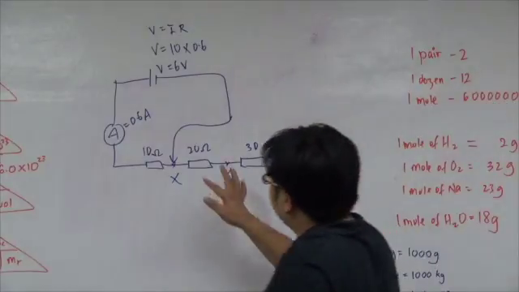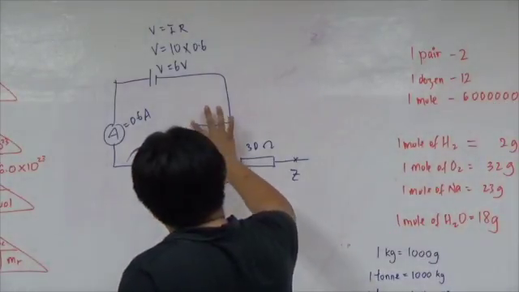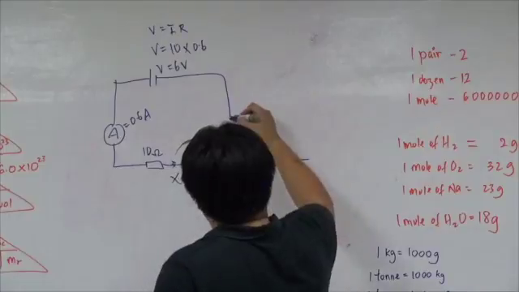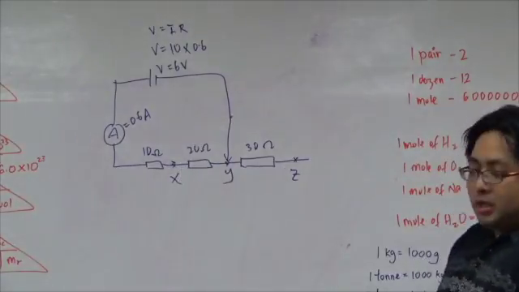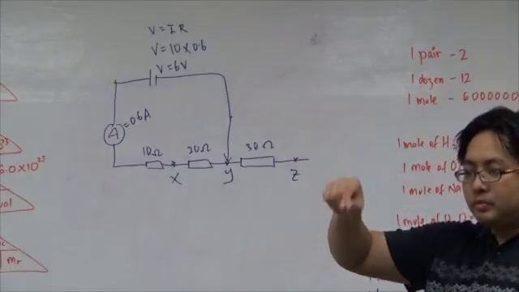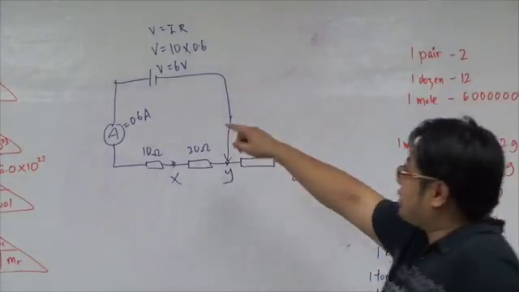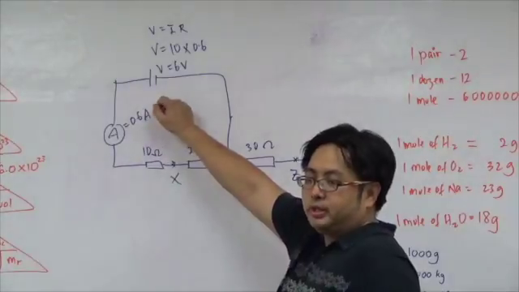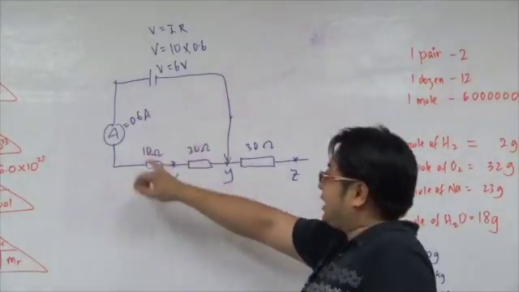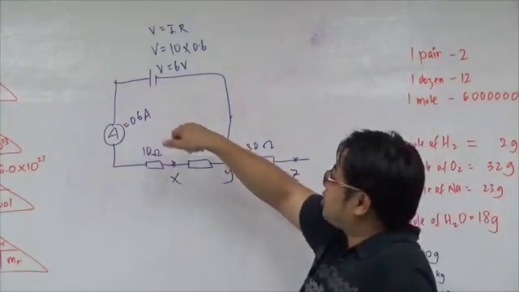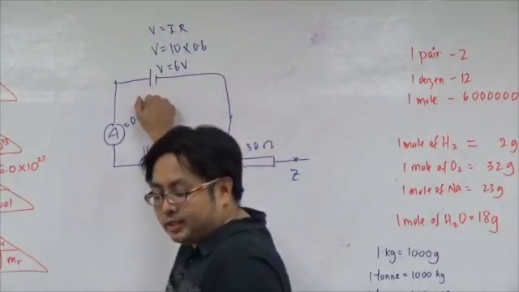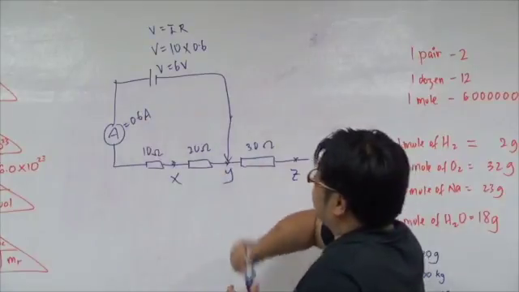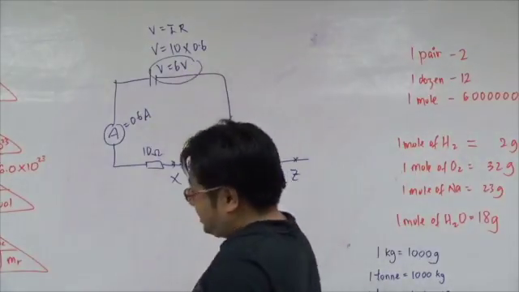Okay, so now I'm going to change the contact point. I connect it to here now. So is this the same cell? Is the battery used the same? Do they say that they changed the battery? They only changed the contact point, right? So if the cell is still the same, what does it mean? The voltage is still the same, right? But what is different now?